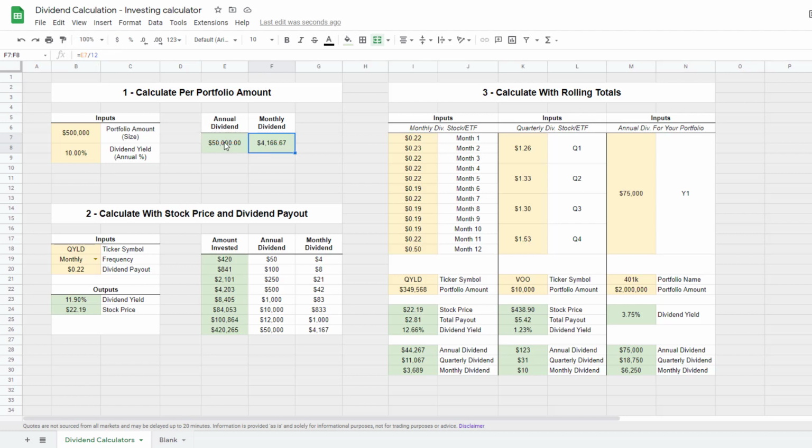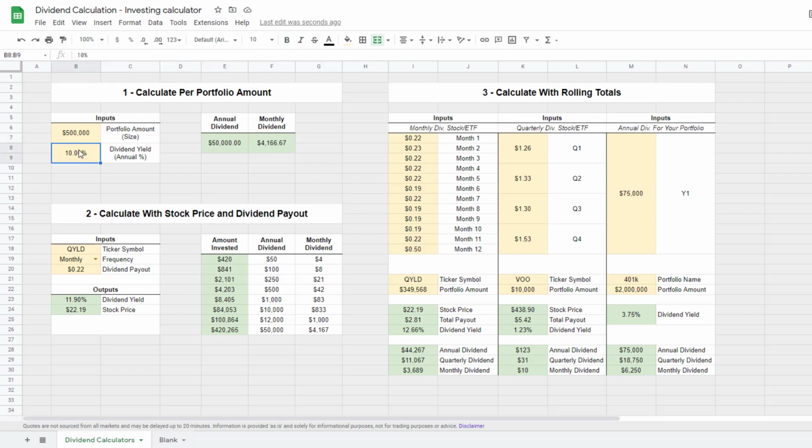Now we know that not all stocks and ETFs are going to pay a monthly dividend, but depending on how well you're diversified or what stocks you own, you could always get paid a quarterly dividend and then budget accordingly to get $4,200 a month. So let's go ahead and go to calculator number two.